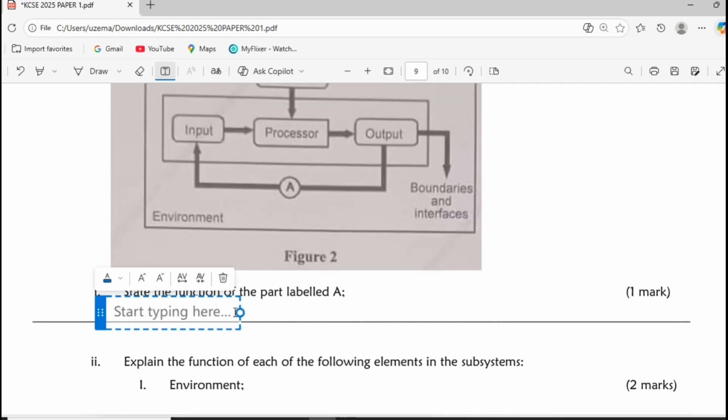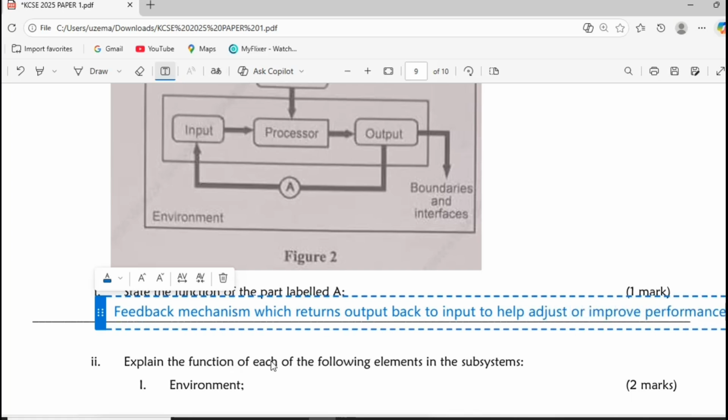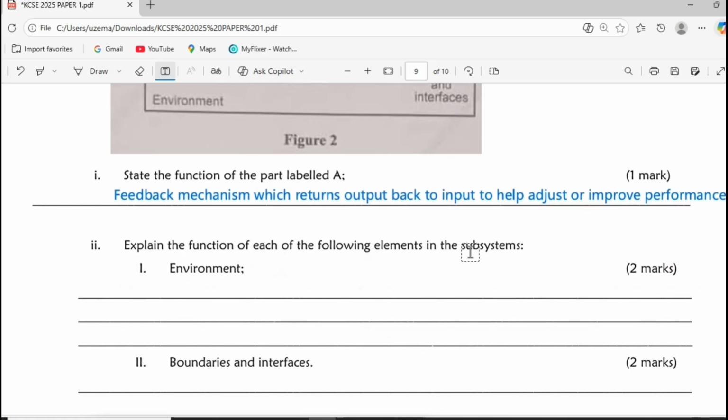The diagram depicted shows elements or characteristics of a system. The question is, state the function of the part labeled A. The part labeled A is the feedback mechanism, whereby the system goes through the process of input, process, output, and then we have a feedback. This feedback helps either adjust or improve the performance of a system.